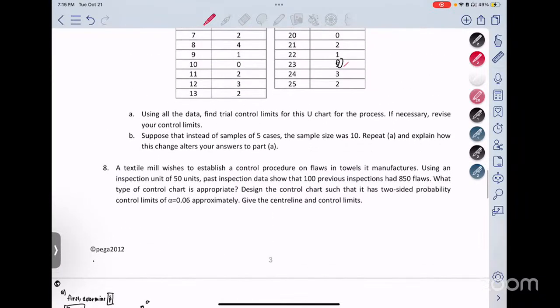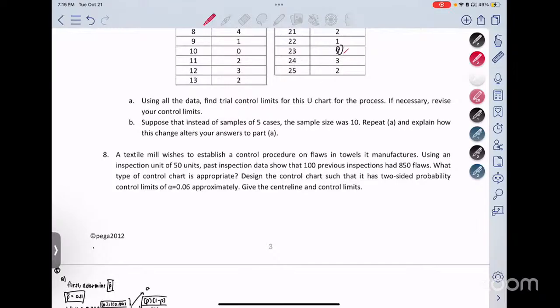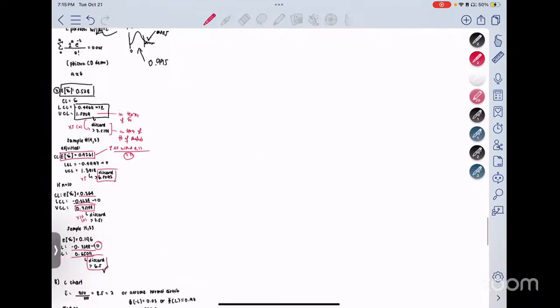So down to our last item. The textile mill wishes to establish a control procedure on flaws in towels it manufactures. Using an inspection unit of 50 units, past inspection data shows that 100 previous inspections had 850 flaws. What type of control chart is appropriate? Design the control chart such that it has a two-sided probability control limits of alpha equals 0.06 approximately. Give the center line and control limits.